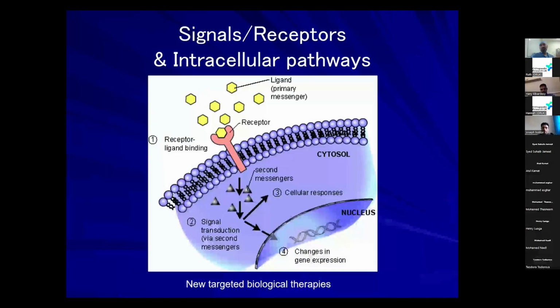There are certain lights at the end of the tunnel. We've got some signal receptors and intracellular pathways that we can target, and that's why the whole genome sequence is being built as an international database where new gene therapies are going to come in.